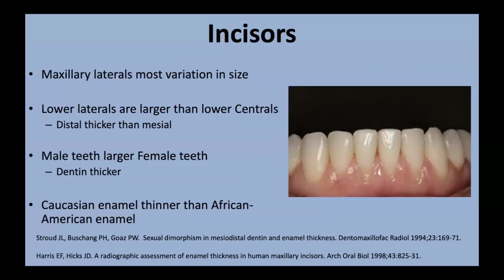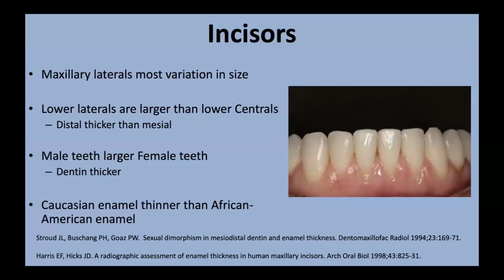Now on the lower, laterals tend to be larger than the centrals. And when we did some histological studies, we found that it's not actually the entire tooth, but it's really the distal aspect that is larger and thicker than the mesial aspect. So if we do start contouring, we need to remember that. We'd like to take more from the distal of the lower laterals than from the mesial.